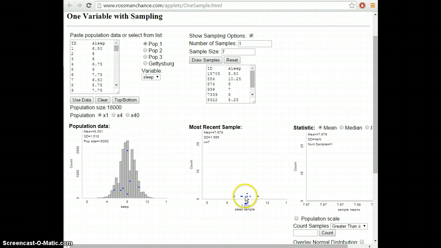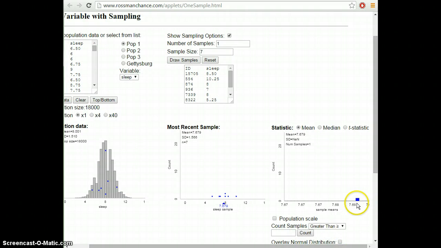So not only did we choose these 7 points, but they calculated the mean for us. And what we're going to see over here in this third graph is that single mean. So this dot right here represents the mean of these 7 students chosen from the population. So population, sample, sample mean. Okay, and one thing here, notice that the mean here is 7.6, which is not too far from 8, but it's certainly not right on there.